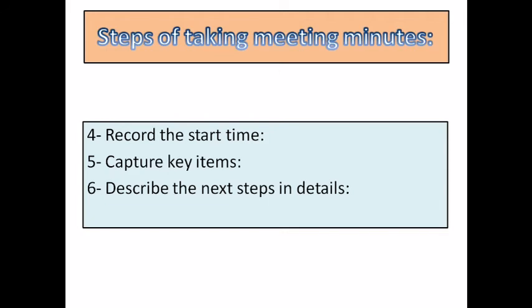And as a fifth step, we find to capture key items. This is an important step. The minute taker should take short notes, take decisions as they are made. They should provide enough cues, but not all the details. He should be selective. Not all that has been said in the meeting should be recorded. No, he will select only the important details, only the crucial and the vital ones that will serve him.